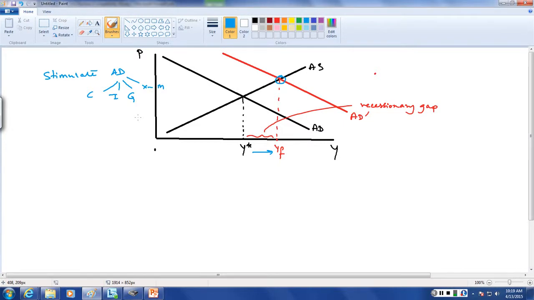Now, this is the crucial diagram that we keep coming back to. This, by the way, is called the goods market. So this is the diagram for the goods market. Right, now we know what the government can do to stimulate AD. What can the government do to stimulate AD? The government can raise spending and or cut taxes. Is that right? And what kind of policy is that called?